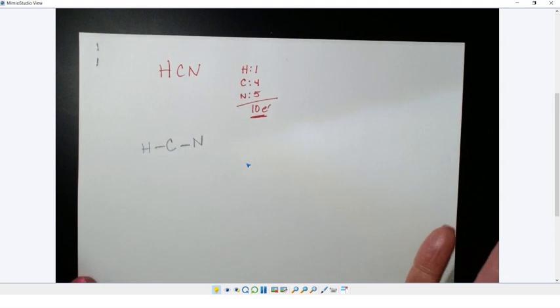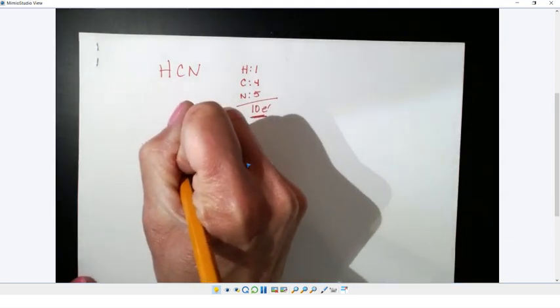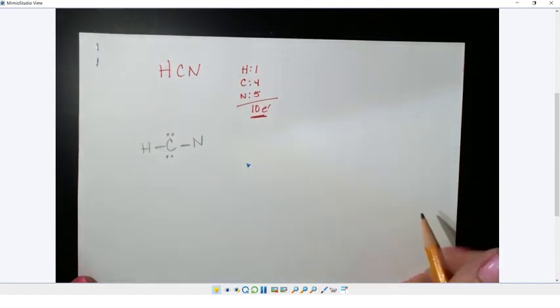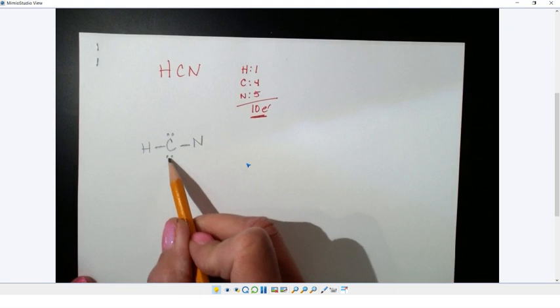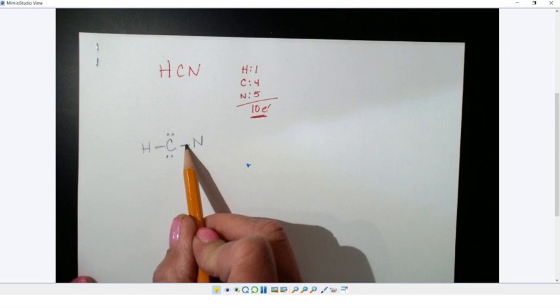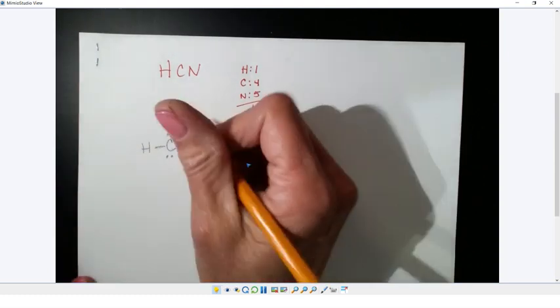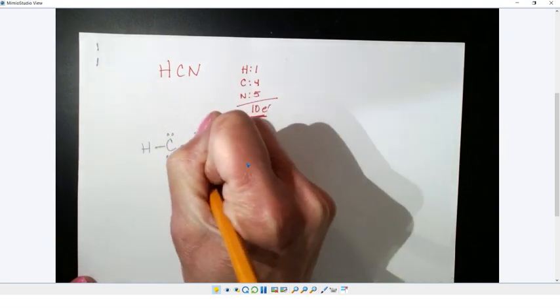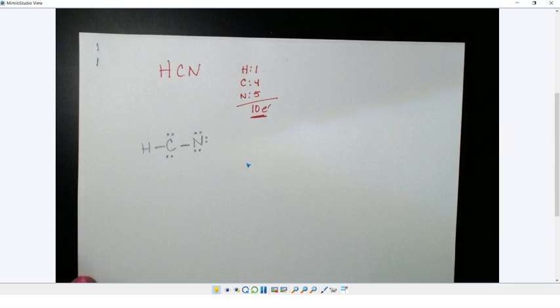But we need to have a total of 8. So I'm going to put a shared pair and a lone pair of electrons here and a lone pair of electrons here. So now carbon has 2, 4, 6, and 8, and he is happy. Nitrogen right now only has 2. So I'm going to add my lone pairs until he has 8. So 2, 4, and our valence electrons, those dots always come in pairs. Just like the lines are a pair, your dots come in pairs as well. So that's the first thing that we're going to do.